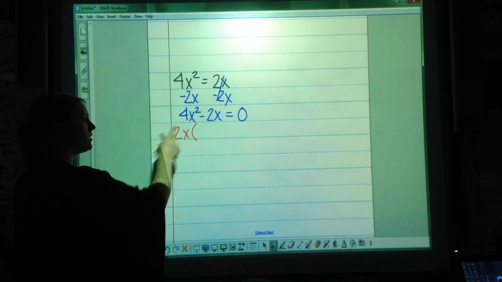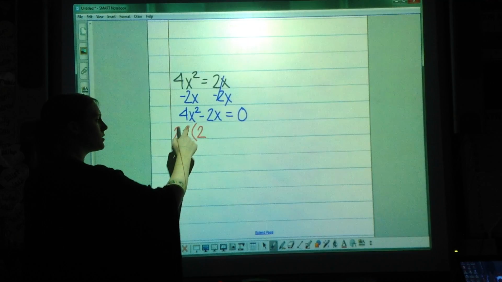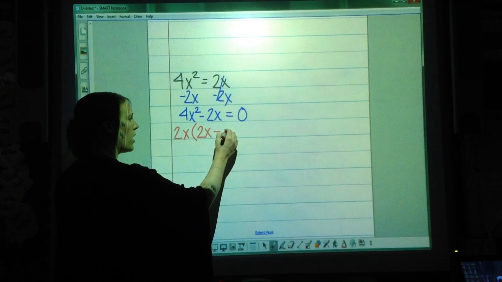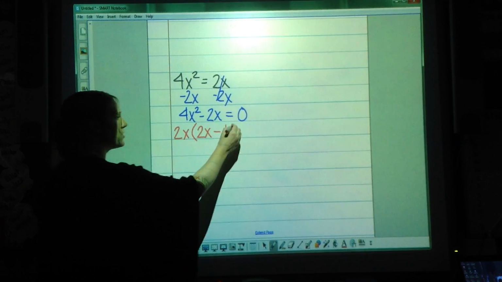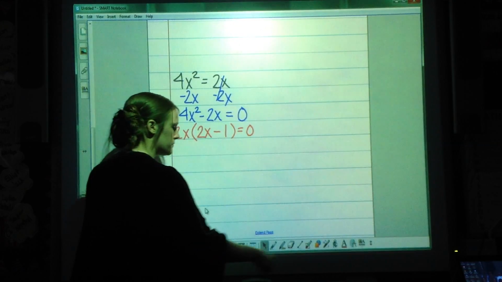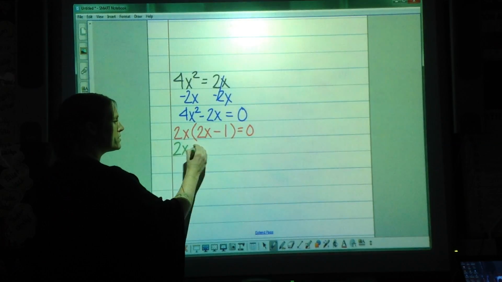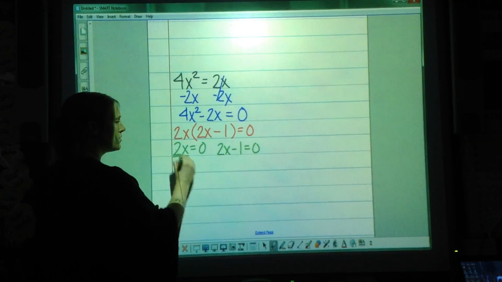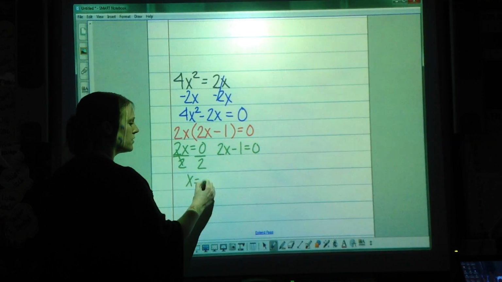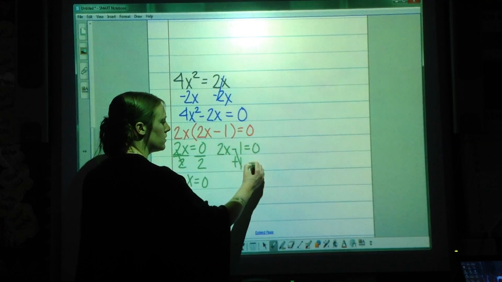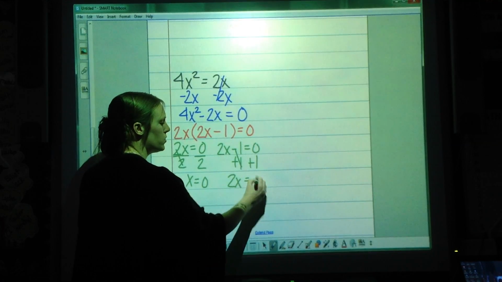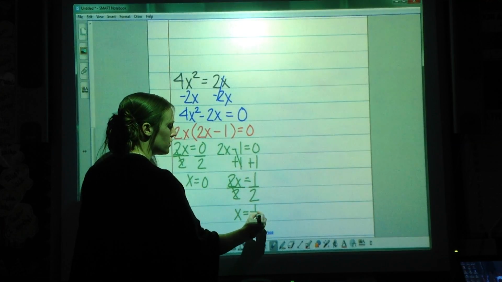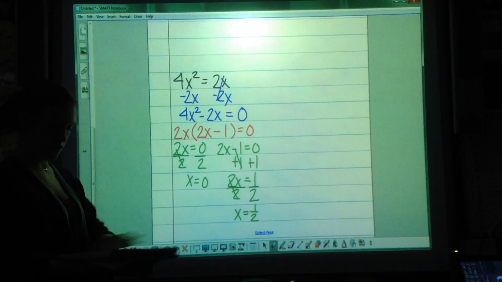And I'm going to divide. 4 divided by 2, x squared divided by x. Negative 2 divided by 2 is a negative 1. X divided by x, well, there are none left. Set both equal to 0. And solve. So x equals 1 half. 0 and 1/2.